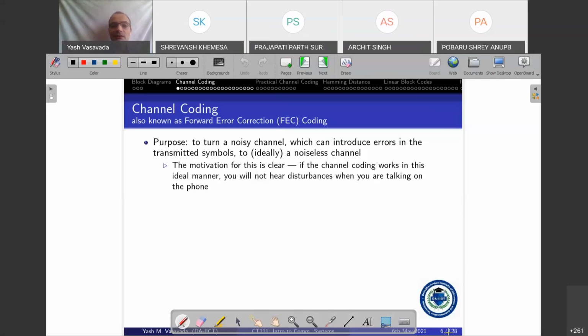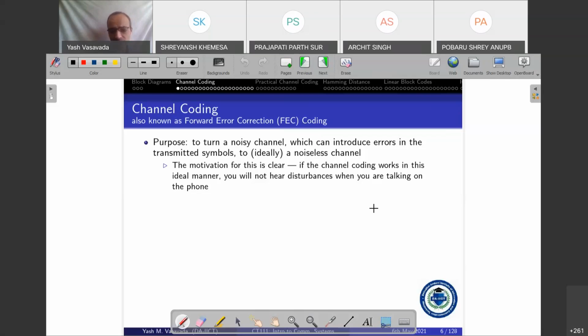Purpose of the channel coding is to turn a noisy channel, which obviously can introduce errors, into a noiseless channel. And it's obvious why this is a very important function, because today when you talk on the phone, many times your call gets dropped or you get a lot of disturbances. Sometimes when you are watching video, the video starts buffering, and so on. So that is happening because the noise kind of overpowers the signal at the receiver.